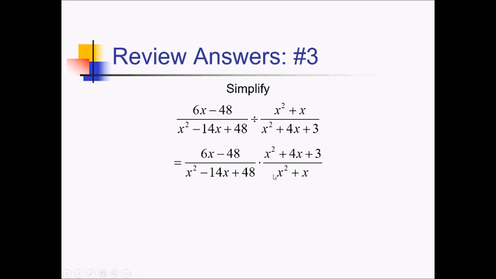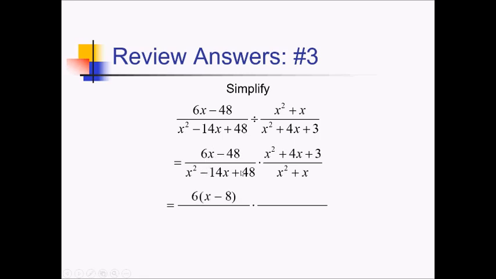Basically, factor and cancel everything I can, and I'm allowed to cross-cancel if I want to now because I do have multiplication. So factoring, pretty much everything here can be factored. Let's start in the upper left. I can take a 6 out of that expression. That leaves me with an x minus 8.